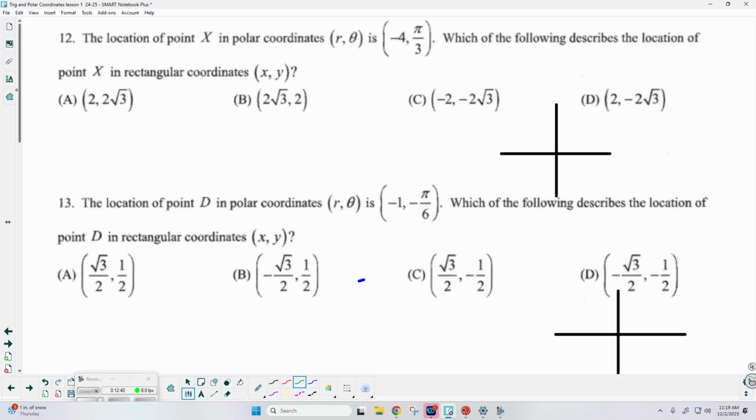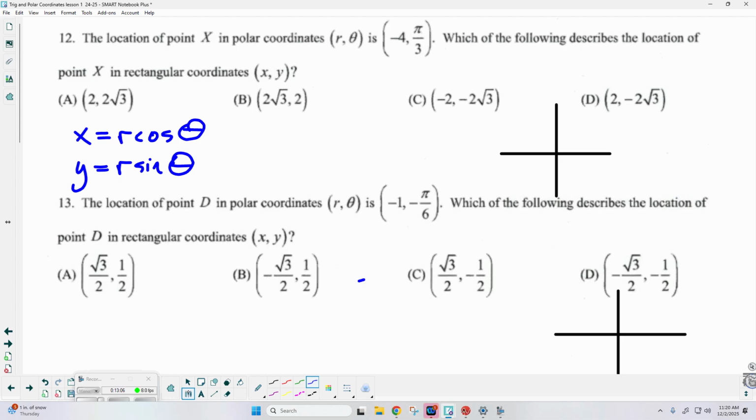Okay. Now, if you're going to go from polar to rectangular, here are your 2 formulas, x equals r cosine of theta and y equals r sine of theta. But let's see if we can eliminate some answers before we even go ahead and plug those in. Okay. Negative 4 pi over 3. What quadrant is that in? It is in quadrant 3.